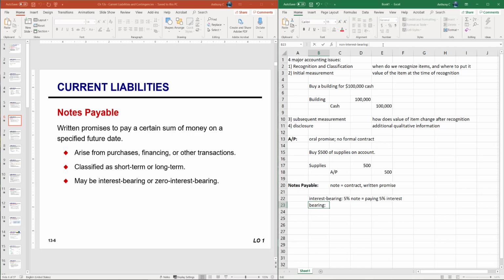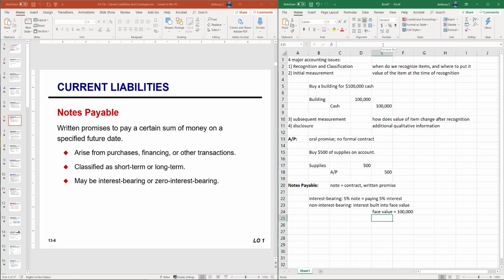With a non-interest-bearing note, the interest is built into the face value. In other words, the note won't actually state an actual interest rate. So it won't say something like 3% interest or 4% interest. Rather, what happens is, let's say the face value is 100,000. If you forget what that means, face value is just the amount of principal, or the amount of the loan due back on the maturity date.